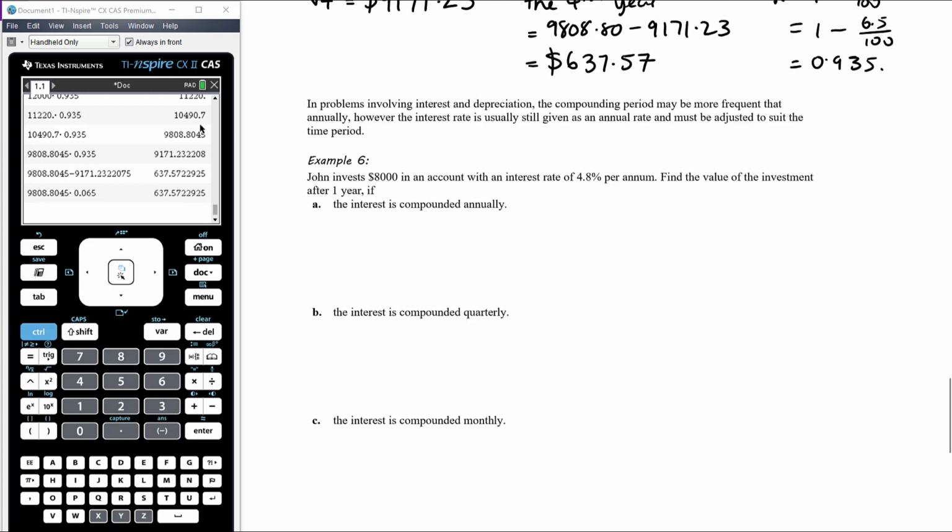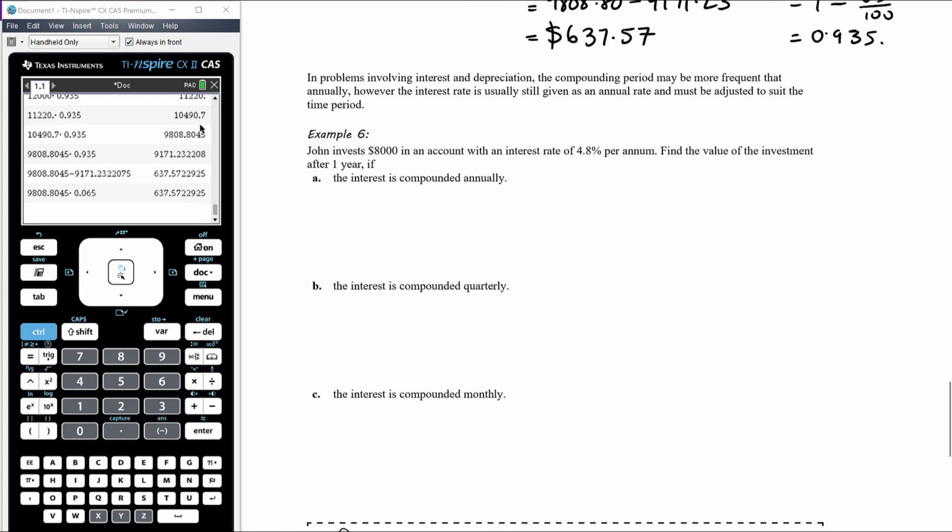Okay, final example here. I think it's the final one. Yes, we just want to have a look at one situation where we compound the interest more frequently than annually. So what if we compound the interest monthly or weekly, for example, or quarterly, which would be 4 times a year? We want to see what that means in terms of what we have to do. Essentially, we have to make sure that we adjust the interest rate. So let's have a look here.